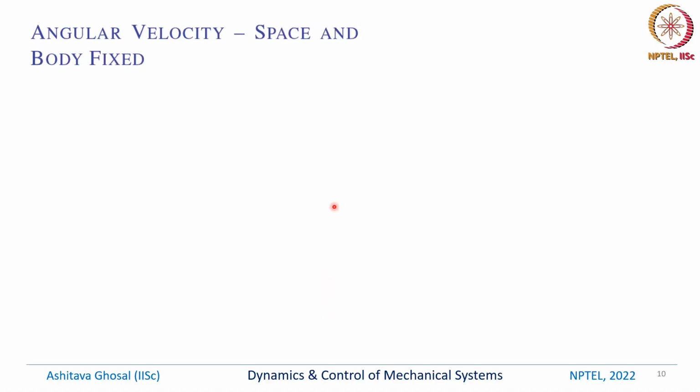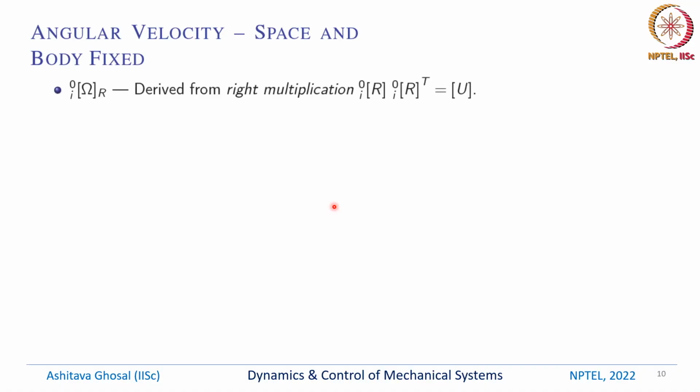So let's continue. There are two kinds of angular velocity vectors. One is called space fixed and one is called body fixed. So I showed you 0I omega R, and this R was derived from multiplying this rotation matrix to the right. So this is like A into A transpose is identity, or A into A inverse is identity. This is called right multiplication, and that is where this capital R comes from. This denotes the angular velocity obtained by multiplying the rotation matrix to the right.